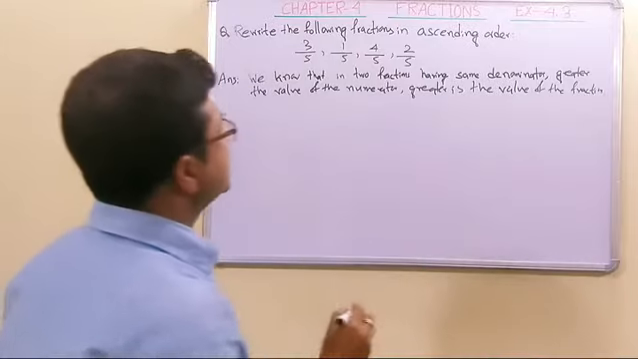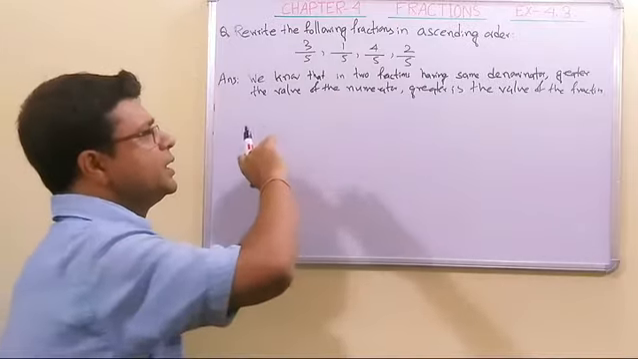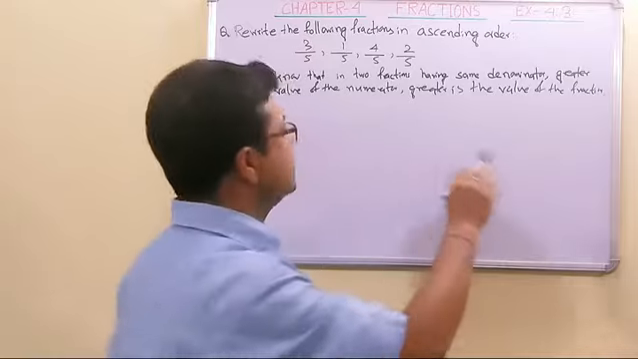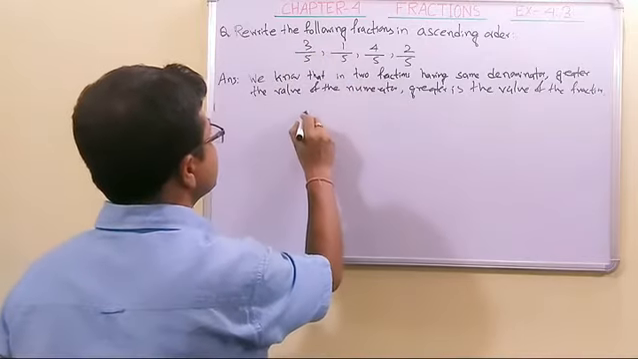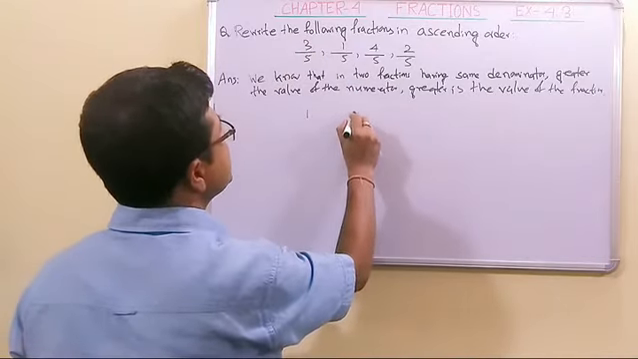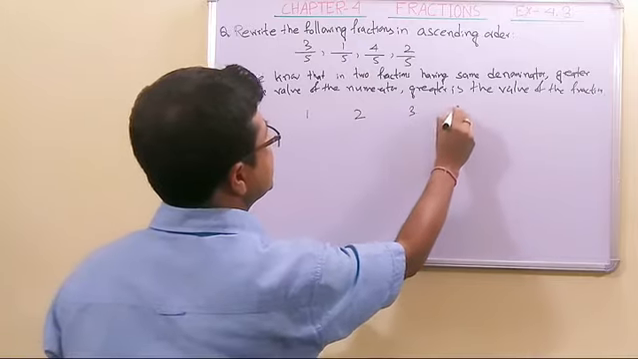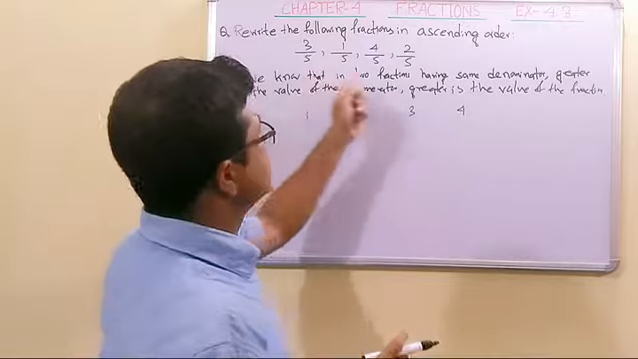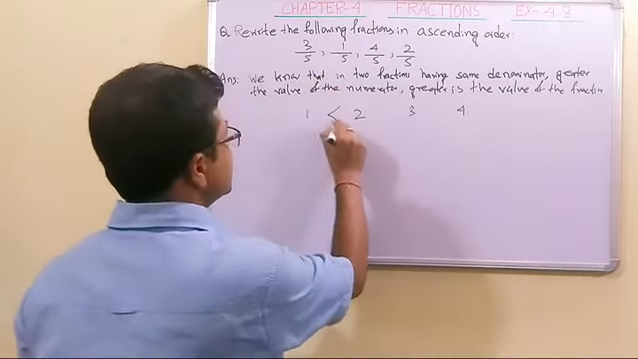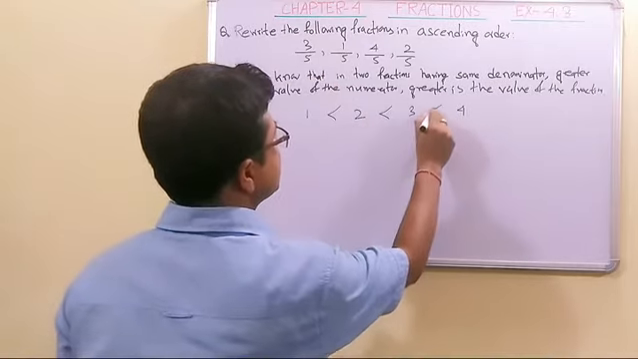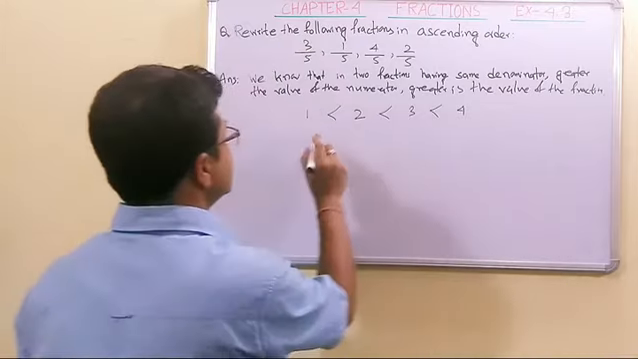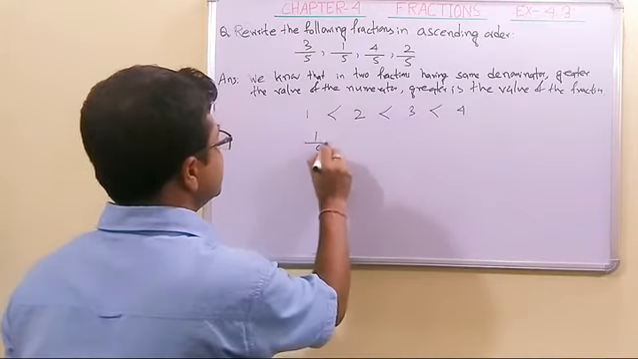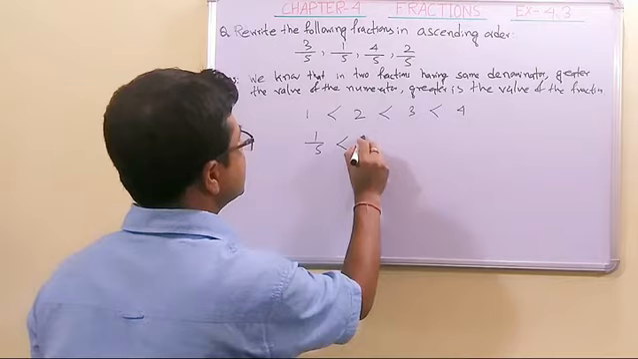Alright, so here as we have to arrange in ascending order, meaning smaller to bigger, the smaller number is here 1, then 2, then 3, then 4. Here we are writing all the numbers in the numerator as the denominators are equal. 1 is smaller than 2, 2 is smaller than 3, 3 is smaller than 4. Now let us make the denominator 5.